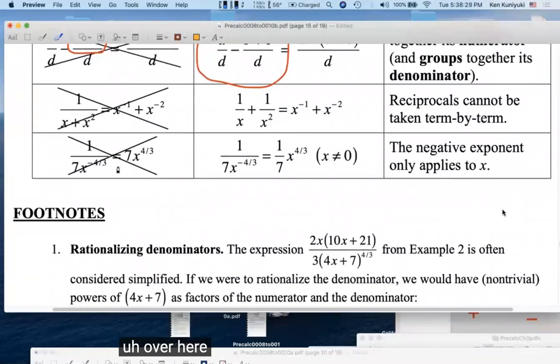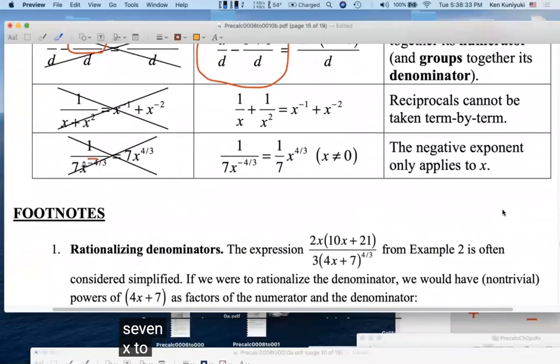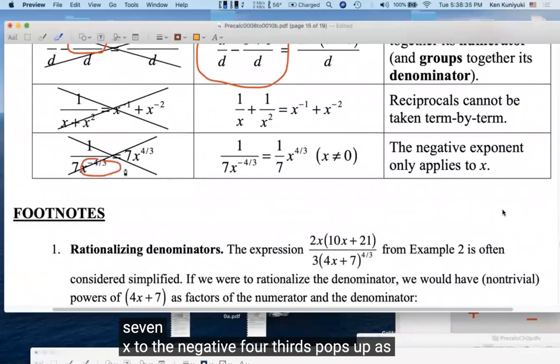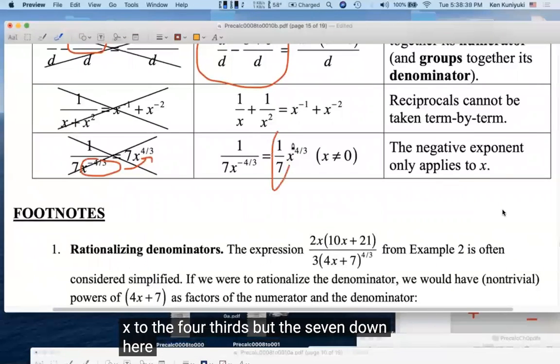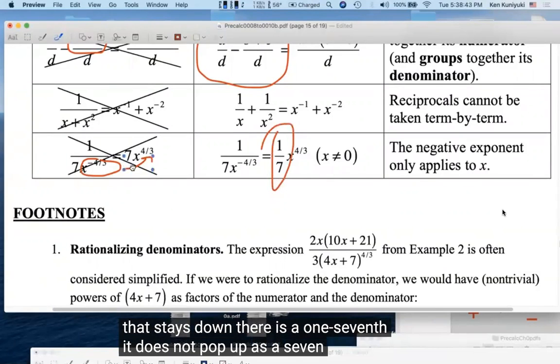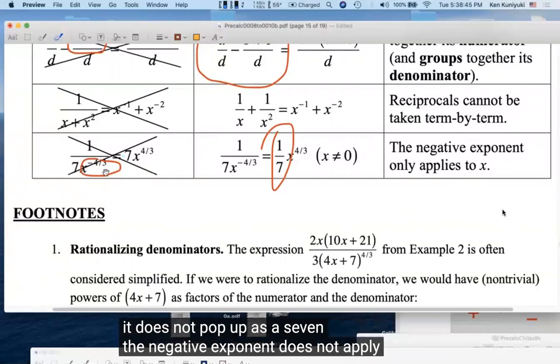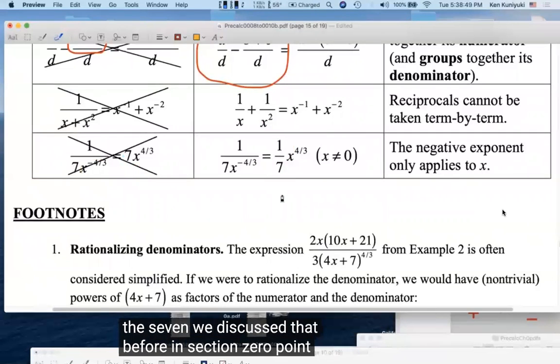Over here, remember that the negative exponent does not apply to the 7. X to the negative 4/3 pops up as x to the 4/3, but the 7 down here stays down there as a 1/7. It does not pop up as a 7. The negative exponent does not apply to the 7. We discussed that before in section 0.5.